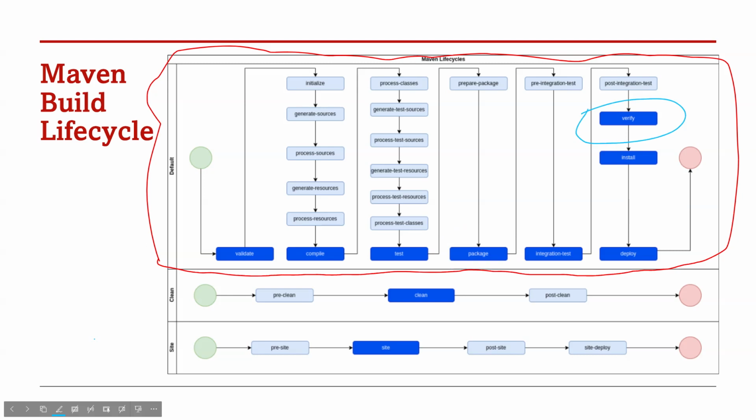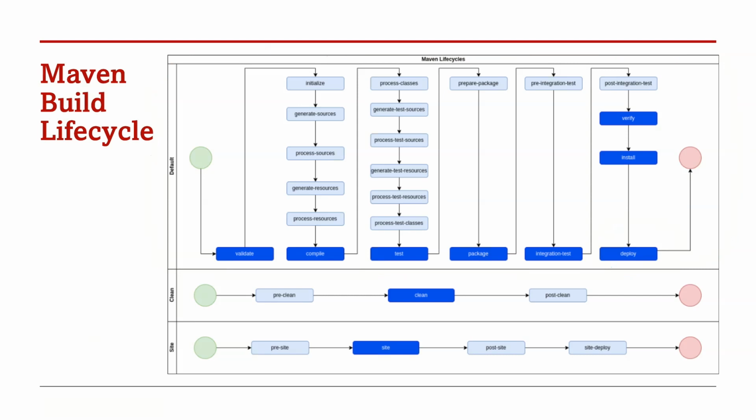Fifth phase is verify, which runs additional checks to verify that the package is valid and meets quality criteria. Sixth phase is install, which installs the packaged artifact into the local Maven repository, making it available for other projects. Seventh phase is deploy, which copies the final package to a remote repository for sharing with other developers or projects.